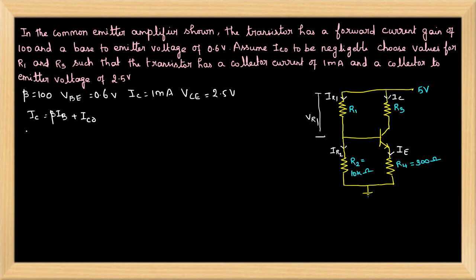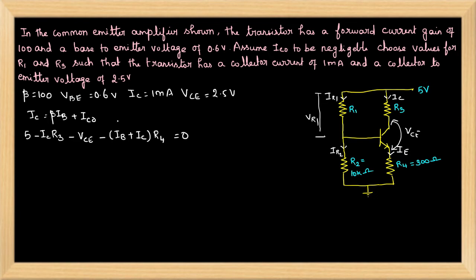First we will apply KVL at the output side of the transistor, the output loop. So when we apply KVL here, VCC minus IC into R3 minus the output voltage VCE minus IE into R4. Let IE be equal to IB plus IC, so IB plus IC into R4 equal to 0.